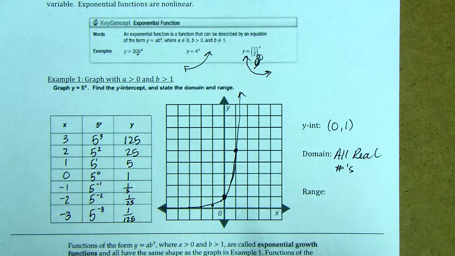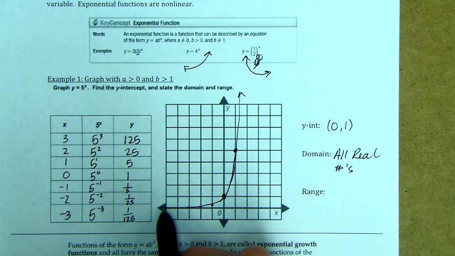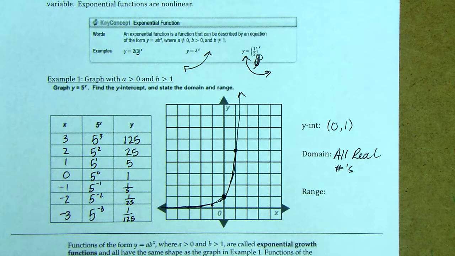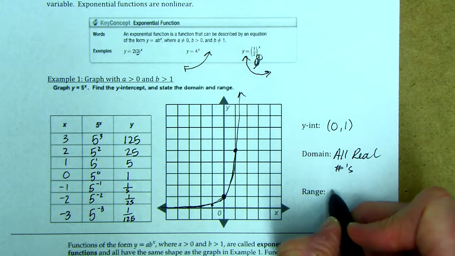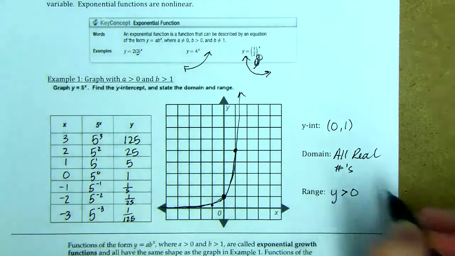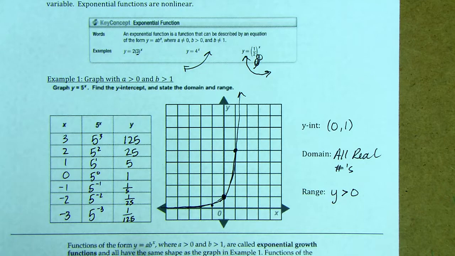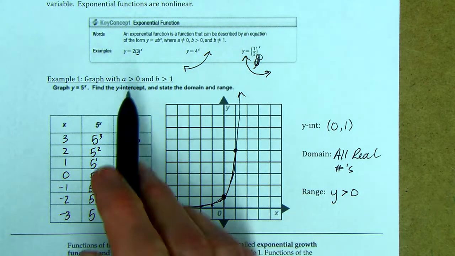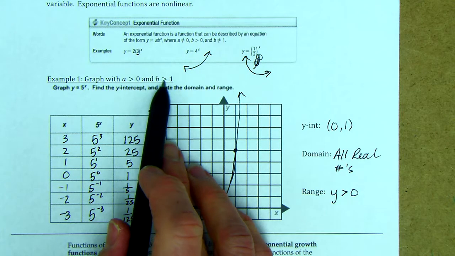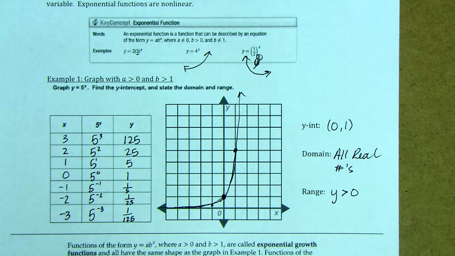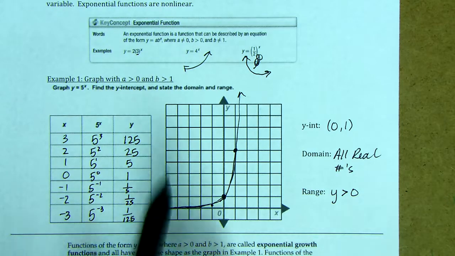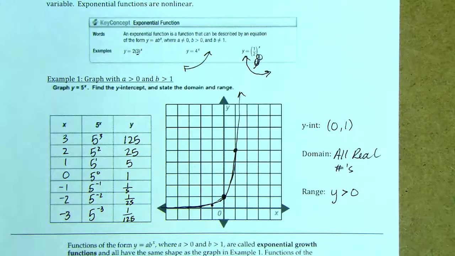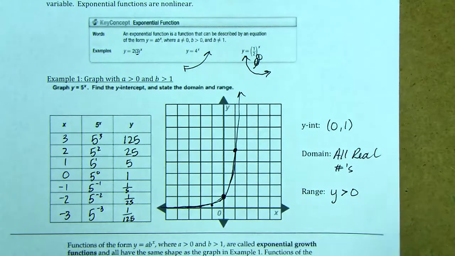But on this one, the range, the values for y, if we notice, it's never going to go below 0. So the range is y is greater than 0. It will never actually equal 0 either. It'll get infinitely smaller, but it will never equal 0. Okay, so that's one example. Notice it talks about the fact that a has to be greater than 0 and b has to be greater than 1. So when a is greater than 0 and b is greater than 1, it is going to be J-shaped. It will go up as it goes to the right.